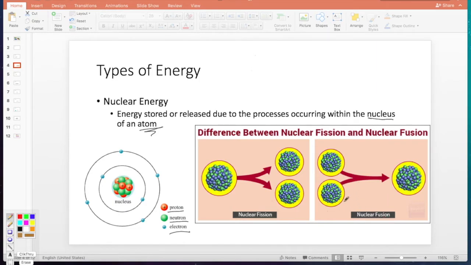To fuse together means to bring two things and put them together. Nuclear fission and nuclear fusion. Both of these processes release a whole lot of energy. The sun actually undergoes nuclear fusion. That's how it generates so much light and heat. So thank you, nuclear fusion, for sustaining life on this planet. Nuclear energy, it's energy due to processes occurring within the nucleus of an atom.